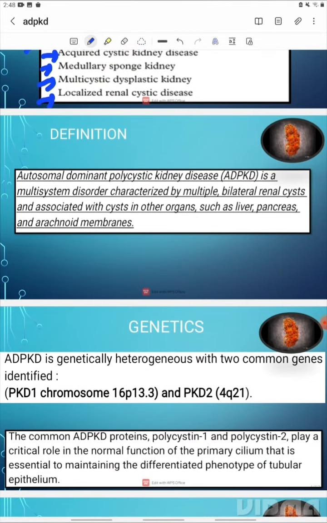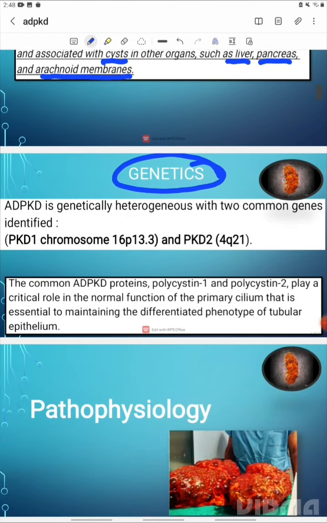By definition, autosomal dominant polycystic kidney disease is a multi-system disorder, which means there are multiple cysts. Apart from renal involvement, it can involve other organs, including the liver, which is most commonly involved, the pancreas, and other membranes. Regarding the genetics, it's heterogeneous, and there are two commonly known genes, PKD1 and PKD2. PKD1 is located on chromosome 16 and PKD2 on chromosome 4.